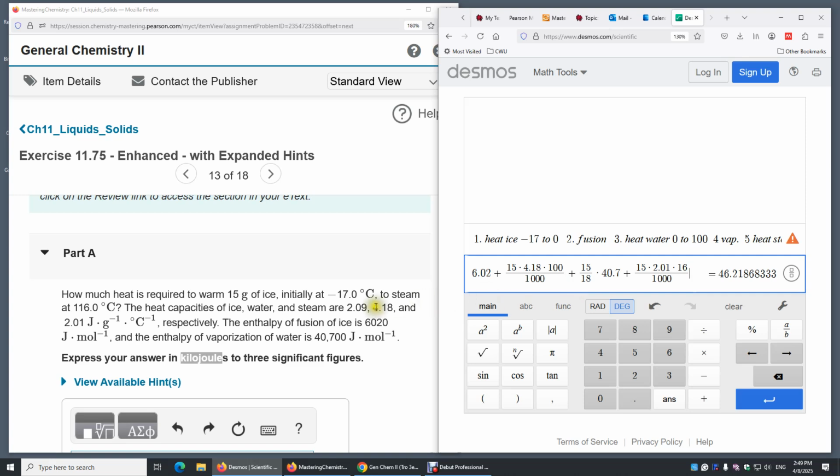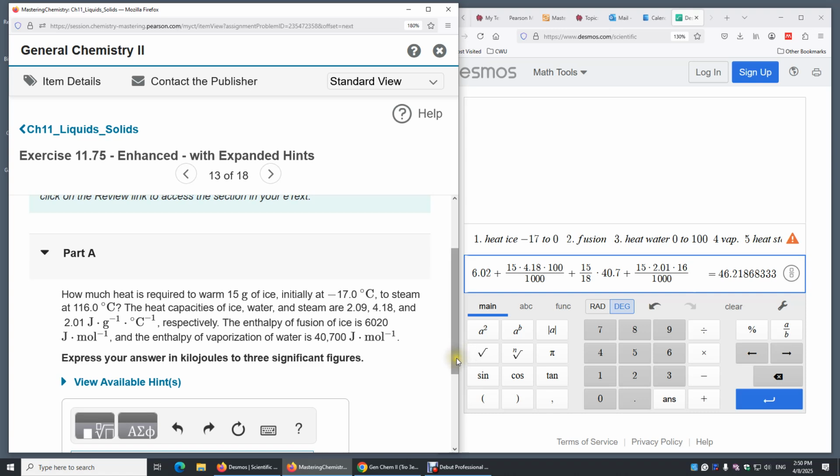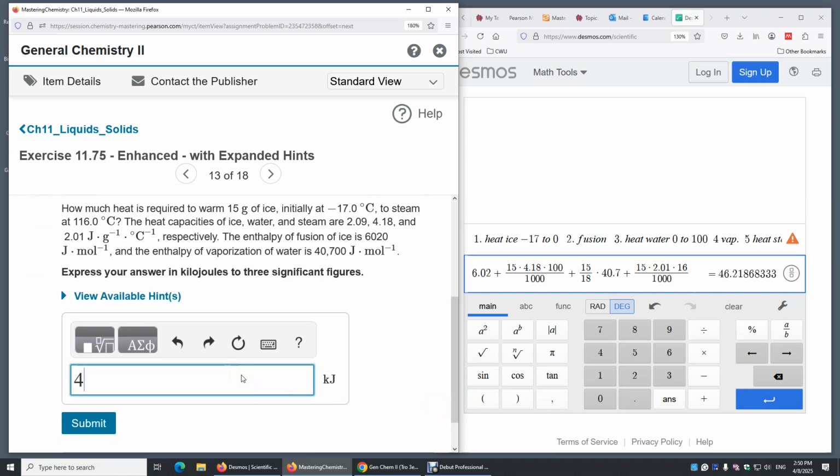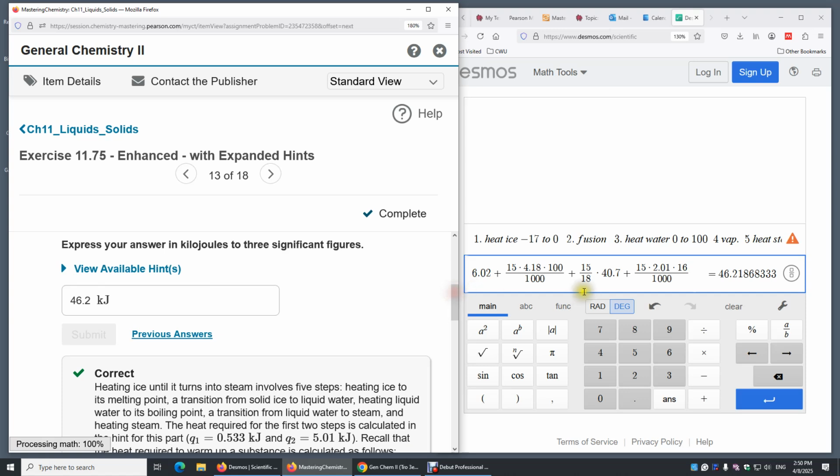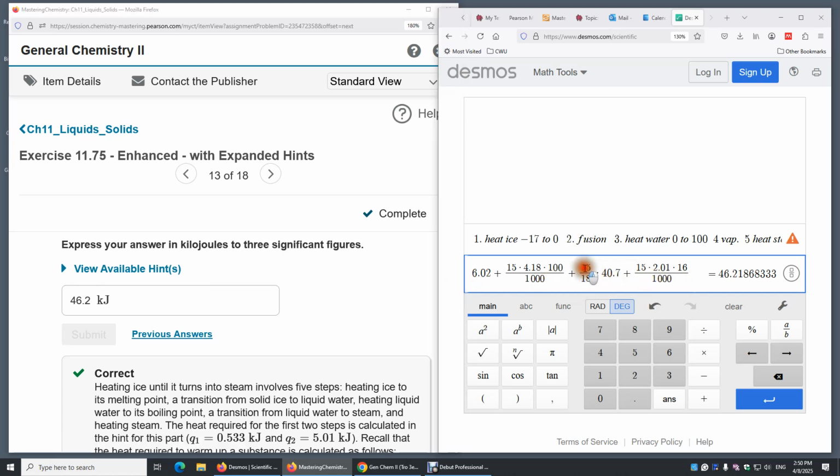So this is a multi-step calculation. We get 46.2 in the end. Just one more thing. I think this part is larger, or even much larger than any of the other 4 items. So this part is pretty big. The vaporization of water requires a lot of heat.